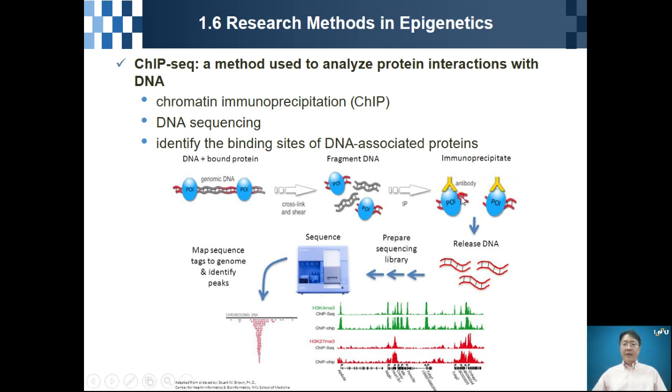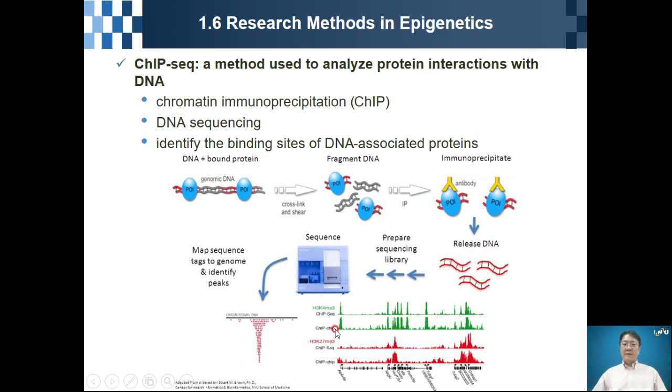After that, we just precipitate, and then we can release the DNA and do the sequencing. Finally we will know which region. If we use the antibody against the methylated histone, we will know which region is highly methylated and which region is not methylated. So this is ChIP-seq.